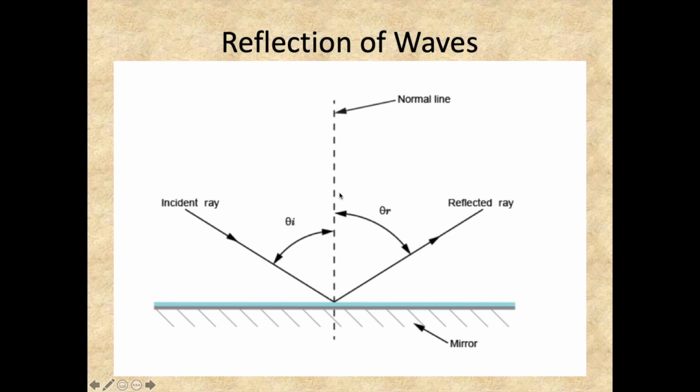Get yourself used to measuring always the angles between the ray and the normal line. This is not a special angle. This is not the angle of incidence. The angle of incidence is always between the incident ray and the normal line, and the angle of reflection is always the angle between the reflected ray and the normal line. This will be crucial in our future lessons when we talk about refraction, when they won't be equal.